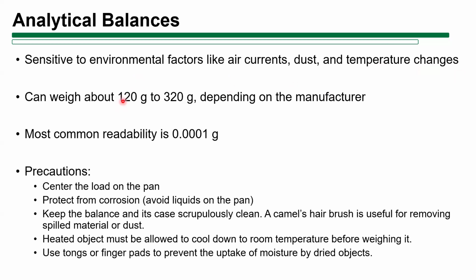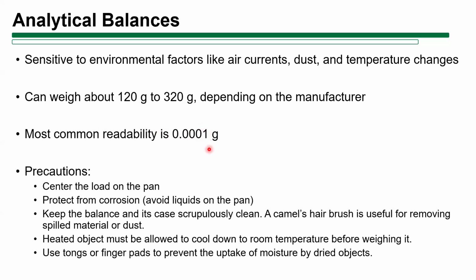Usually it can weigh about 120 to 320 grams, although there are analytical balances which can weigh higher, usually up to 500 grams, depending on the manufacturer or the model. Or sometimes you have micro analytical balances or semi-micro analytical balances that can weigh less than 120 grams. The most common readability is 0.0001 gram. So you can reach up to 0.1 milligram. All right. This last digit here is the uncertain digit already.